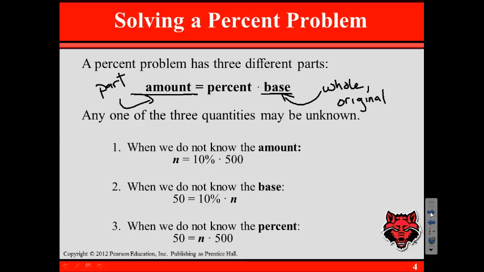When we do not know the amount, we would have a variable on the left side. When we don't know the base, we would have a variable on the right side. And when we don't know the percent, we would also have a variable on the right side in place of percent.